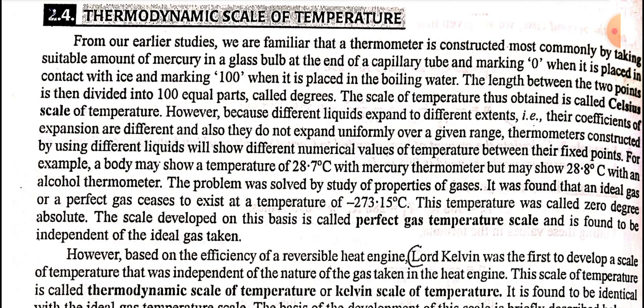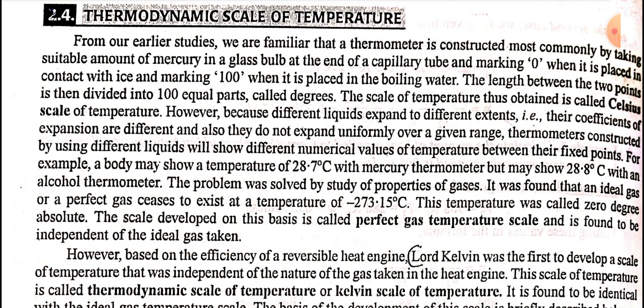However, because different liquids expand to different extents, that is, their coefficients of expansion are different, and also they do not uniformly expand over a given range, thermometers constructed by using different liquids will show different numerical values of temperature between their fixed points. For example, a body may show a temperature of 28.7 degrees Celsius with a mercury thermometer, but may show 28.8 degrees Celsius with an alcohol thermometer.